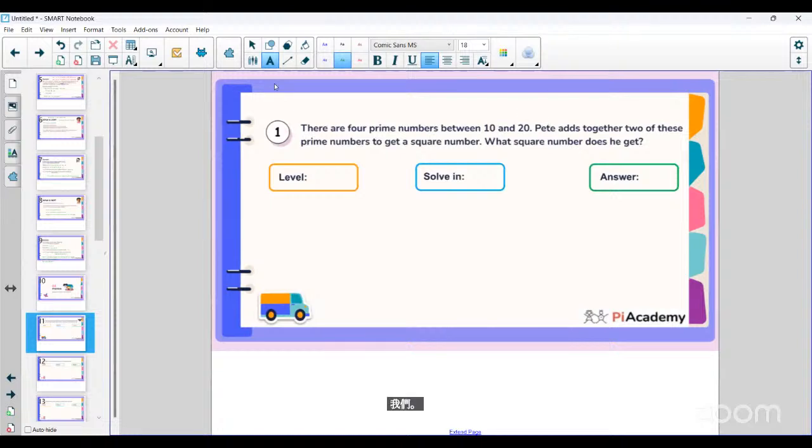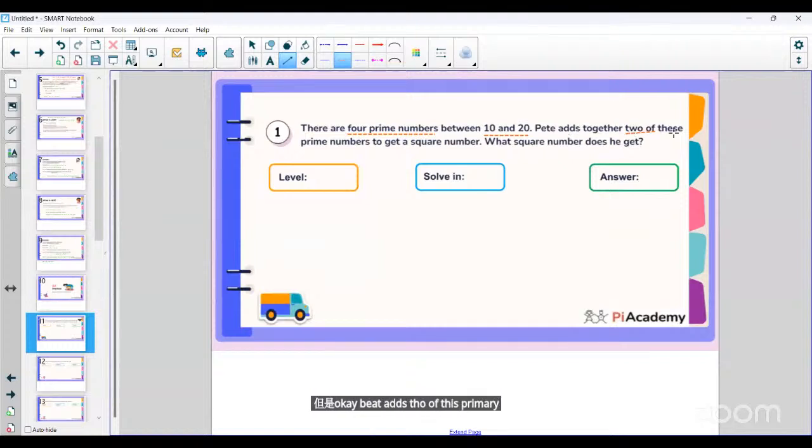Okay. Here we have the very first question. There are 4 prime numbers between 10 and 20. Pete adds two of these prime numbers to get a square number. What square number does he get?